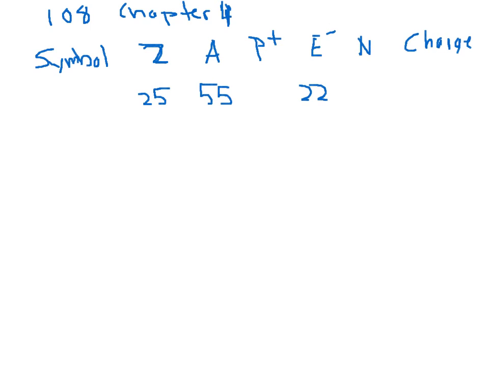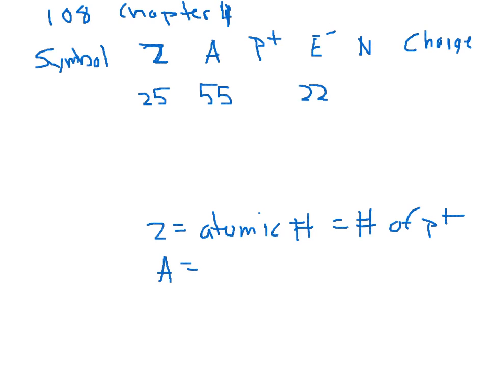I should tell you, the first thing I would want to make sure is you know what Z and A stand for. We did talk about this in class, but just to remind you, Z is the atomic number. Now, what does that mean? Well, atomic number always equals the number of protons. Alright, A, what does that mean? A stands for mass number.